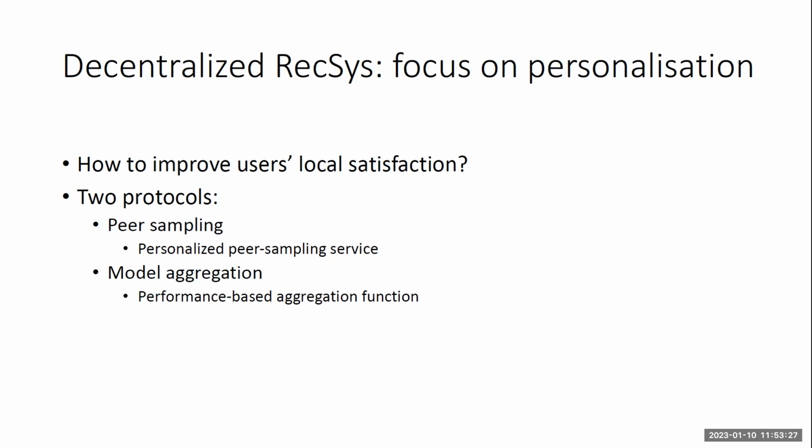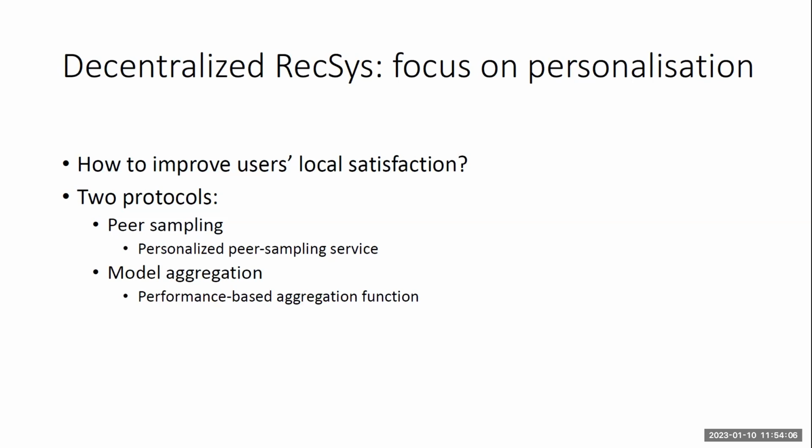So we started to work on this topic of gossip learning for recommender systems with a focus on personalization. How to improve users' local satisfaction? In order to do that, in this use case, there are two algorithms in which we could have an impact. The first is the random peer sampling algorithm. That is an algorithm that allows changing the random graph through which the users exchange their models with their neighbors. I will say a little bit about it later on.